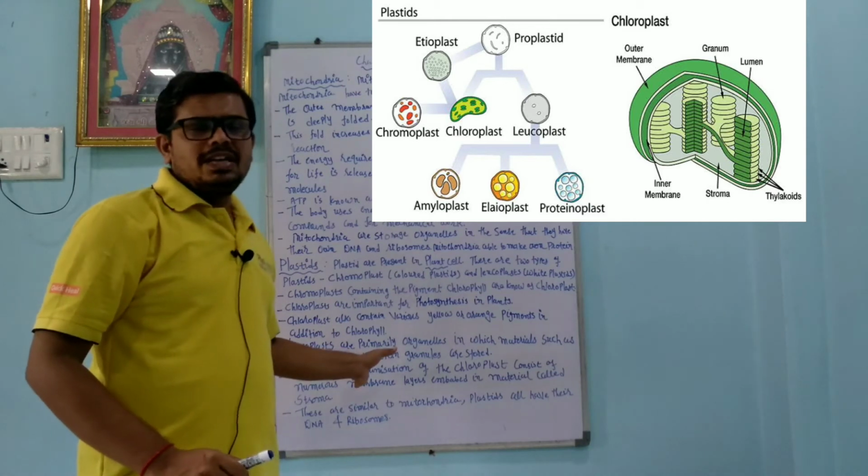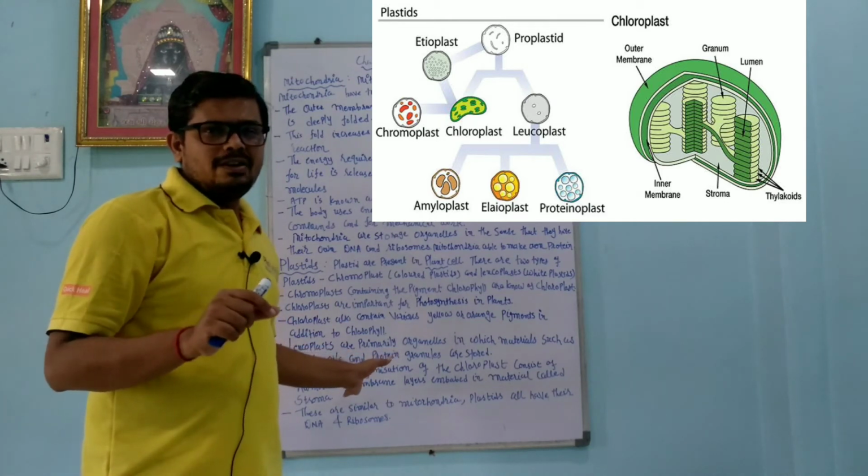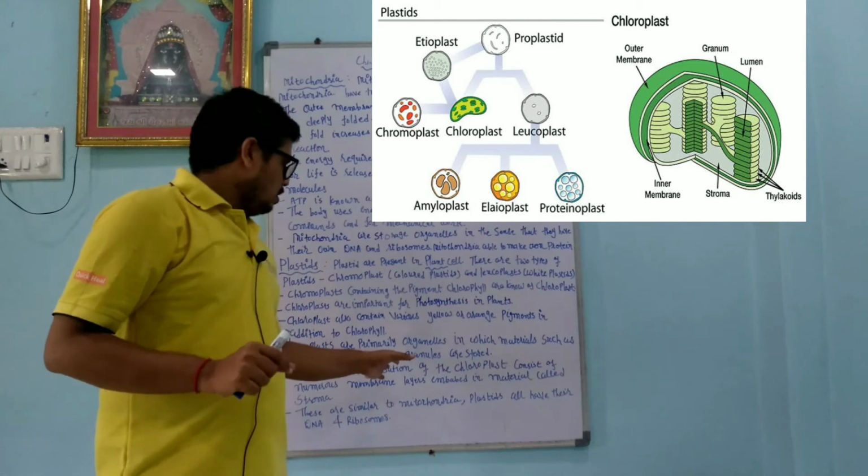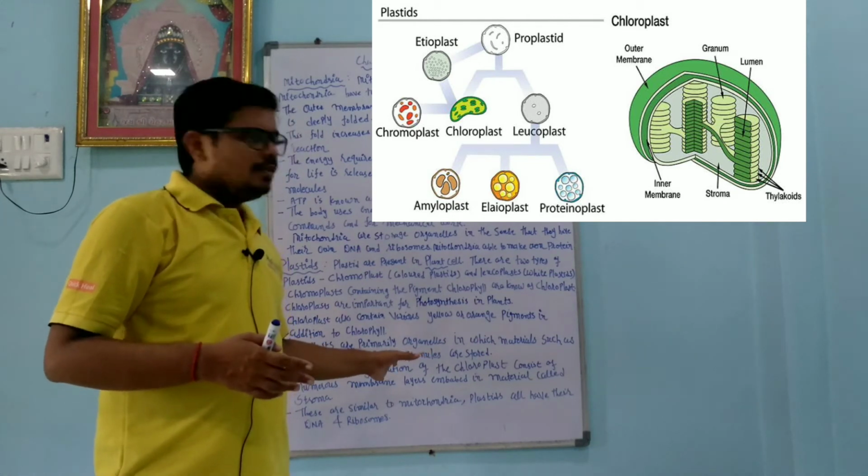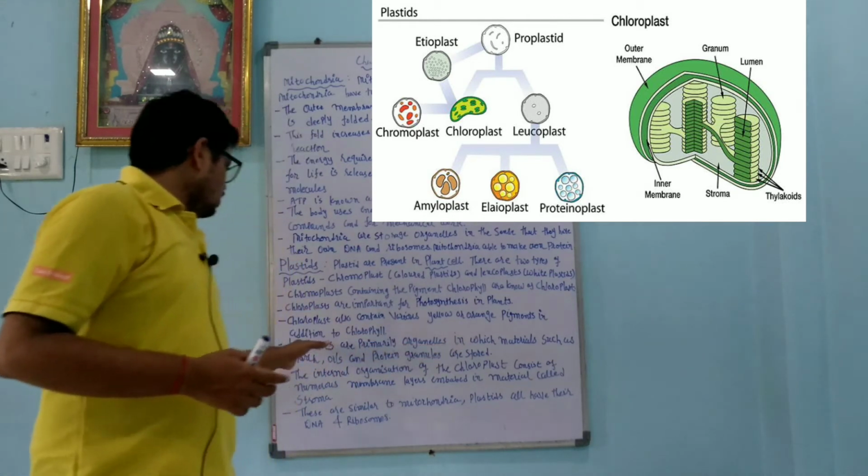Oil, we can say, is a long chain of lipid, fat. And protein, we already know. Protein granules are stored. So what is the function of leucoplast?